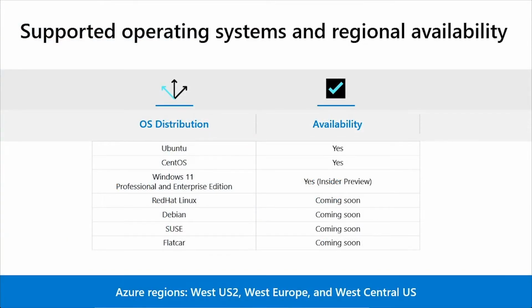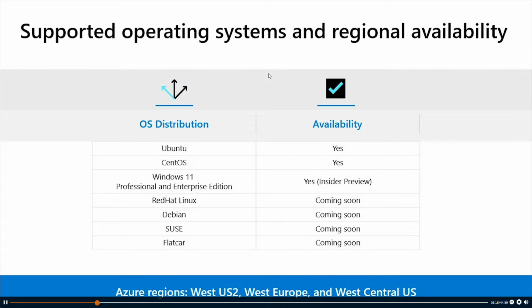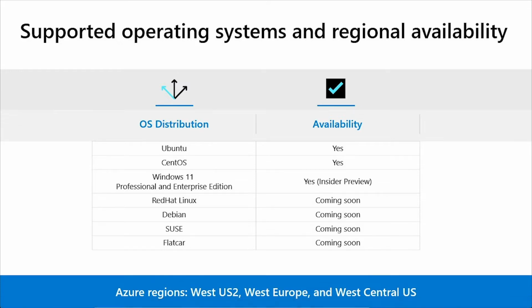ARM-based VMs will support a range of operating systems, with Ubuntu 20.04, 18.04, and CentOS 7.9 available in preview. Red Hat, Debian, SUSE, Flatcar, and more distributions are coming soon. You can choose to deploy ARM-based VMs in Azure regions across West US 2, West Europe, and West Central US during the preview, with support for more regions coming soon.